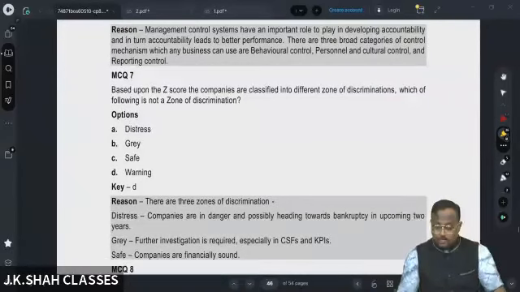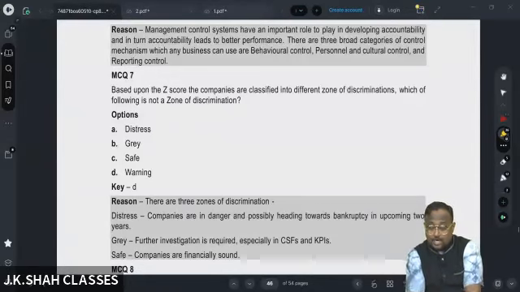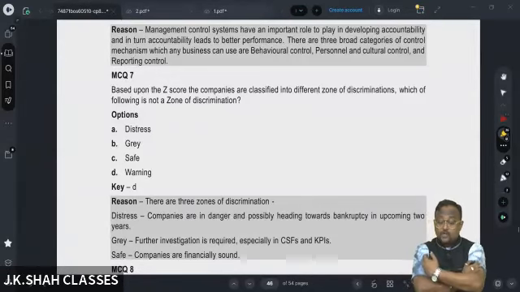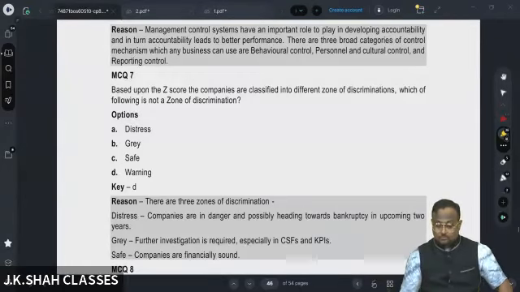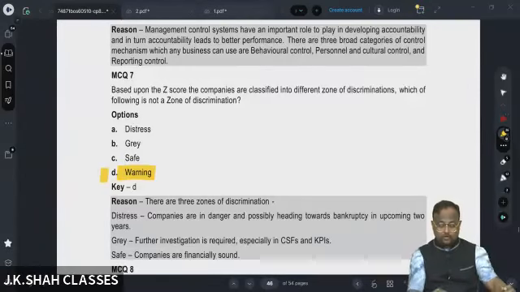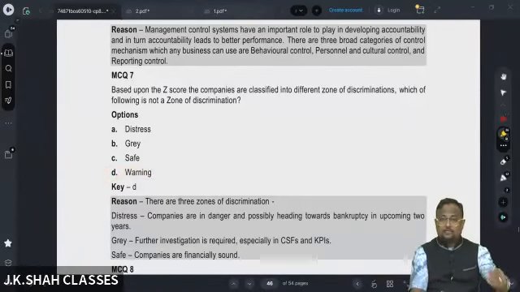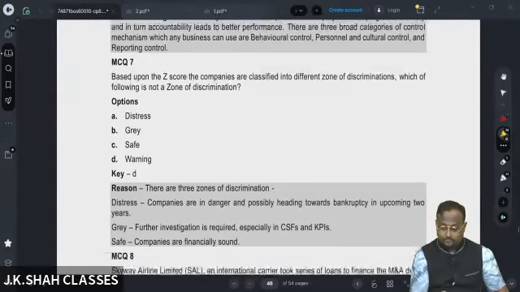Seventh, based upon Z score, the companies are classified into different zones of discrimination. Which of the following is not a zone? We didn't give a warning. Remember, there were 3 zones: distress, grey and safe.